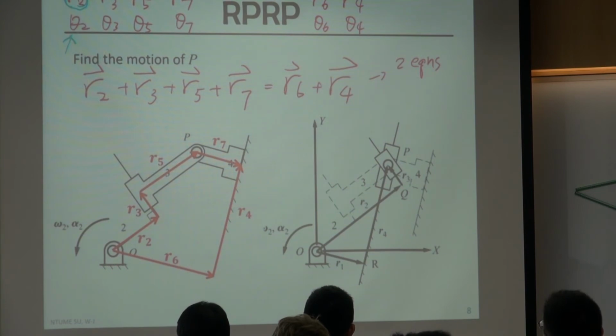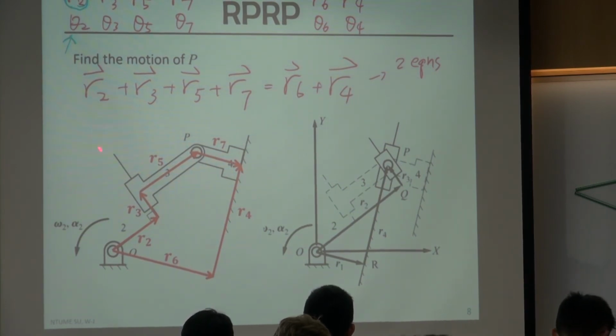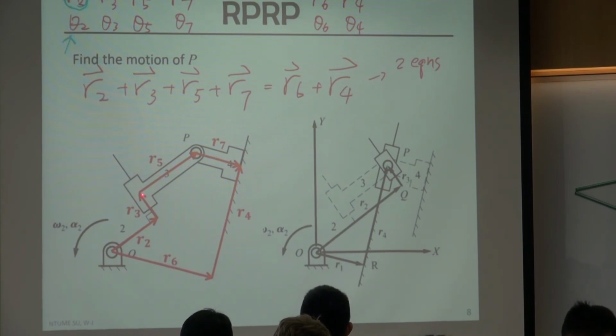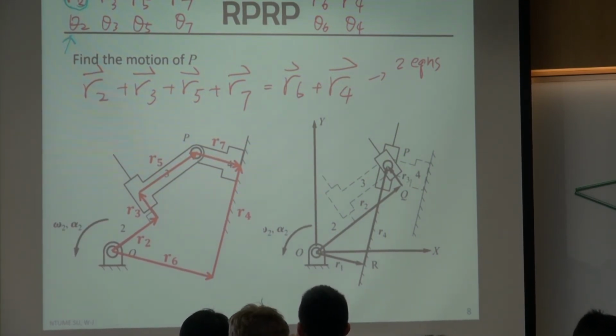R3 is an unknown because the slider may slide. If we slide, the length of R3 is going to change, it can go up or it can go down. So this one is an unknown. For unknown, I put an underline.